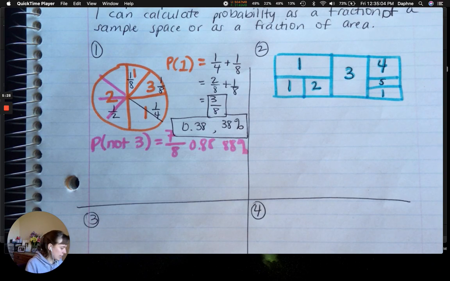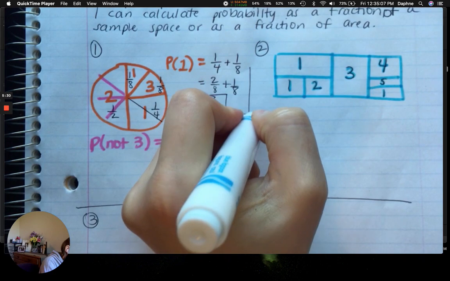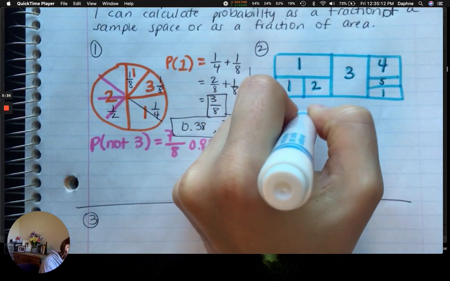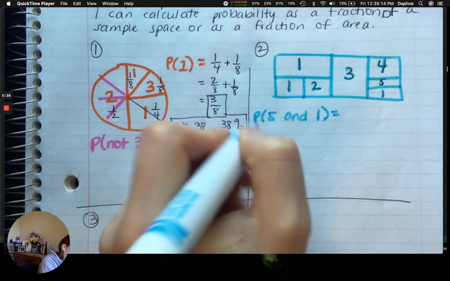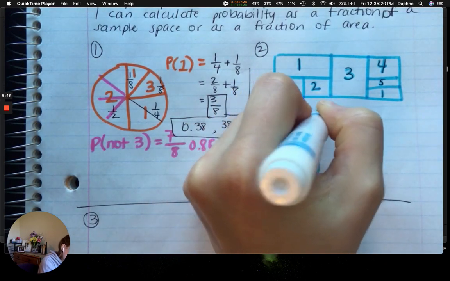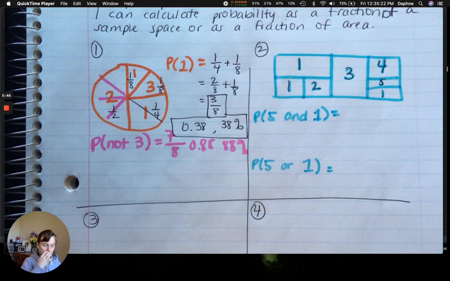So looking at this, sure we'll use blue. I want two things. Probability of landing on a 5 and a 1. Probability of landing on a 5 or 1. Pause the video if you want to try it on your own. Okay, so 5 and 1. Is there anywhere on here that I can land on a 5 and a 1 at the same time?